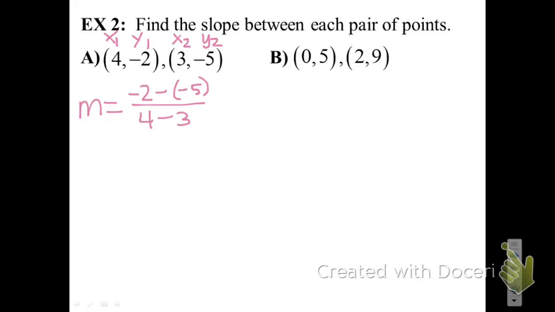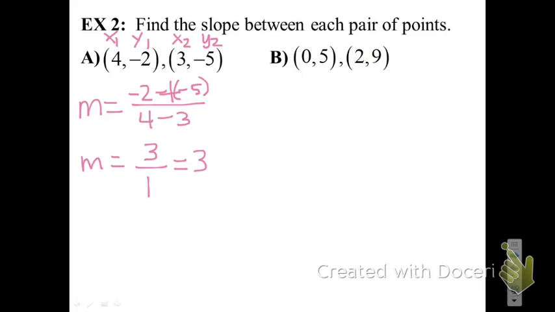On the top, when you have two negatives together, don't forget, that becomes a positive. A negative times a negative becomes a positive. So you get -2 plus 5, which is 3, over 4 minus 3, which is 1. Now you can either leave this as a fraction, which I like, or you can write it as 3.